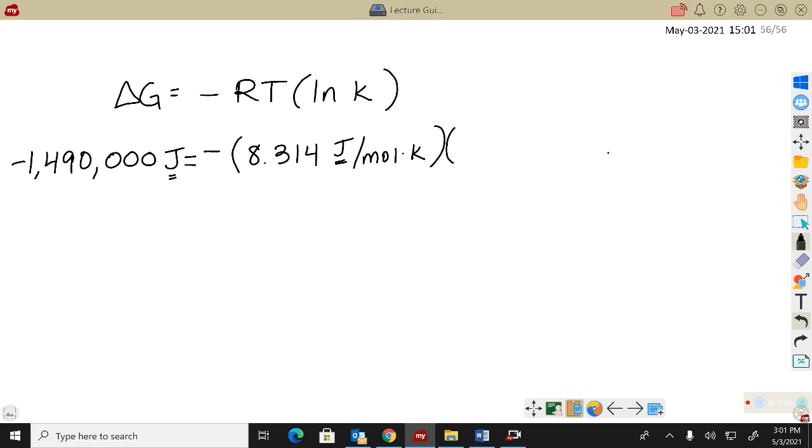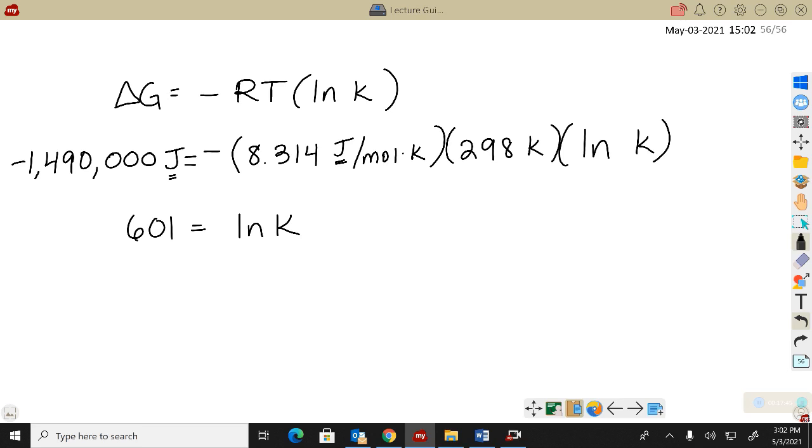All right, then my temperature needs to be in Kelvin, so 298 Kelvin, and then I got natural log of K. So we're gonna try to simplify this the best we can. We're gonna do some algebra. So I'll take my negative 1,490,000, divide by negative 8.314, and divide by 298. All right, so then I'm looking at 601 equals ln K.